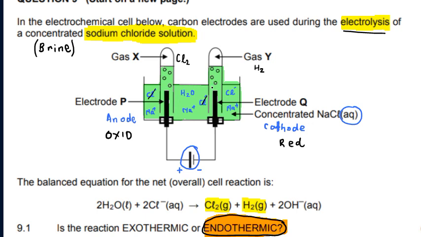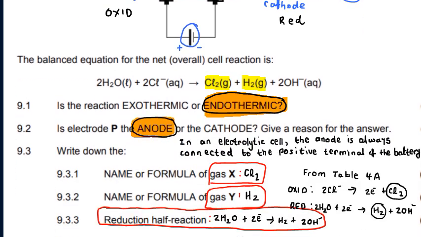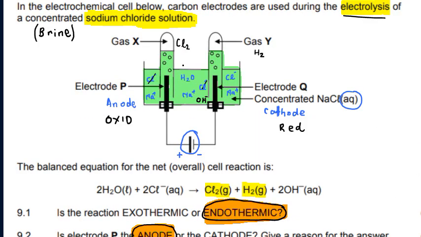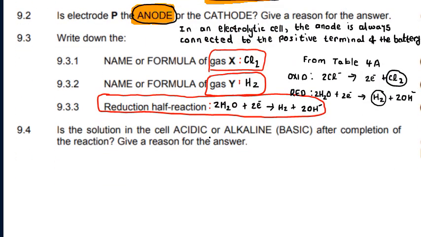And then you're also losing, okay, if we go back to the reduction half reaction, what's happening here at electrode Q, sorry, right, from that water you are losing some hydrogen and you are basically producing hydroxide ions in solution. Okay, and we all know that these two, right, are basically the components of sodium hydroxide. Okay, and sodium hydroxide is a base. Okay, so to answer this question, is the solution acidic or basic? Right, it's going to be basic.